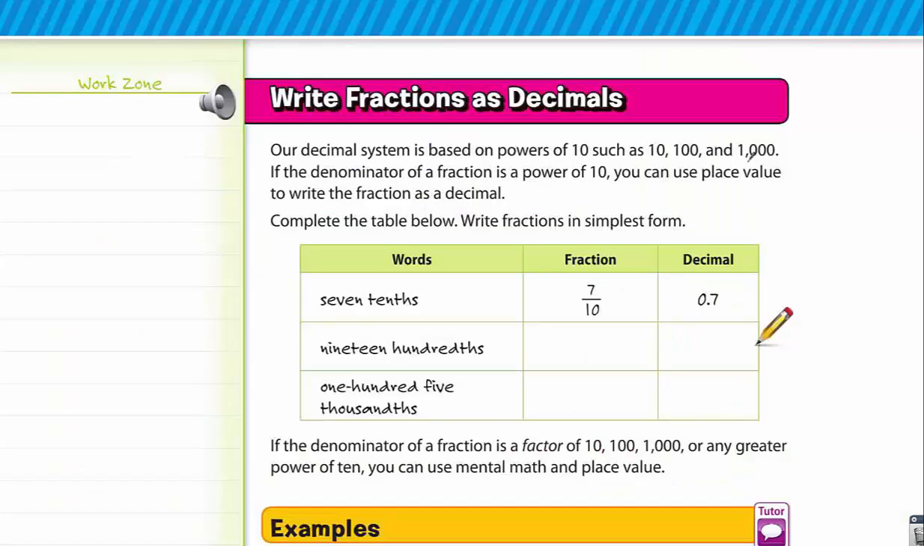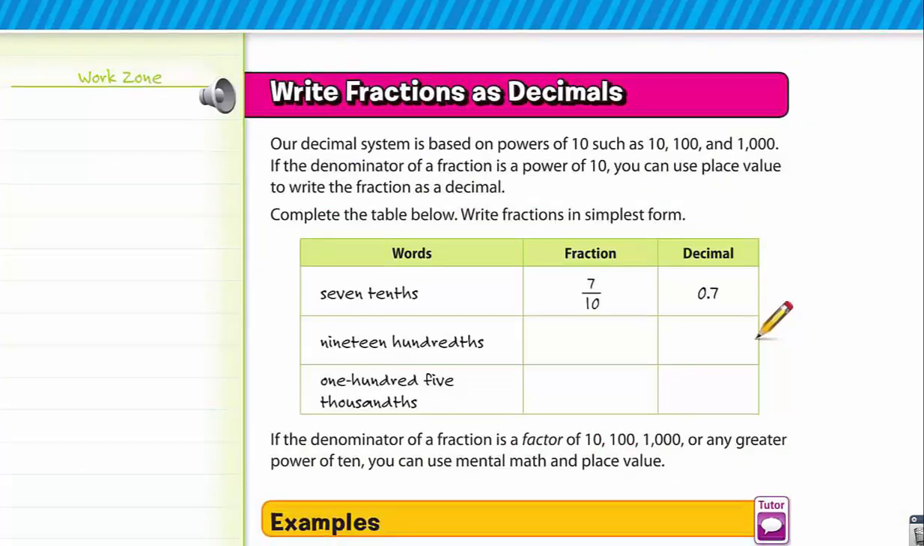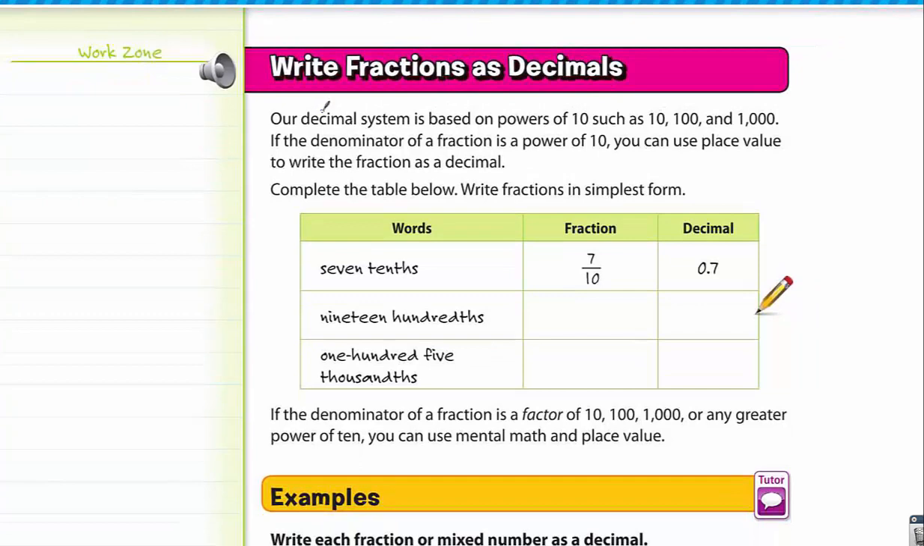To the next page. Let's see if we can get some practice going here. Oh, good, a chance to practice. Write fractions as decimals. 7/10. So they wrote it down 7 over 10, and they got 0.7. That is, by the way, the tenths place right there. And so there's a 7 in the tenths place.